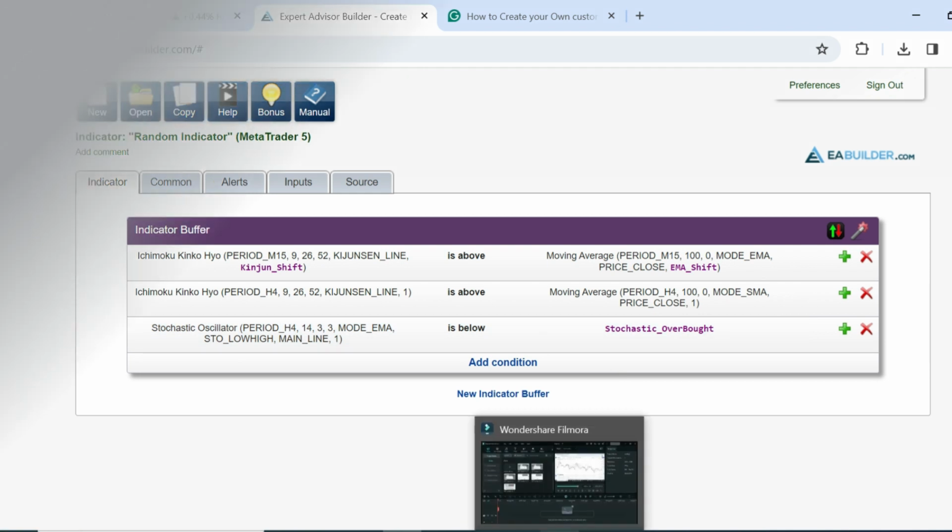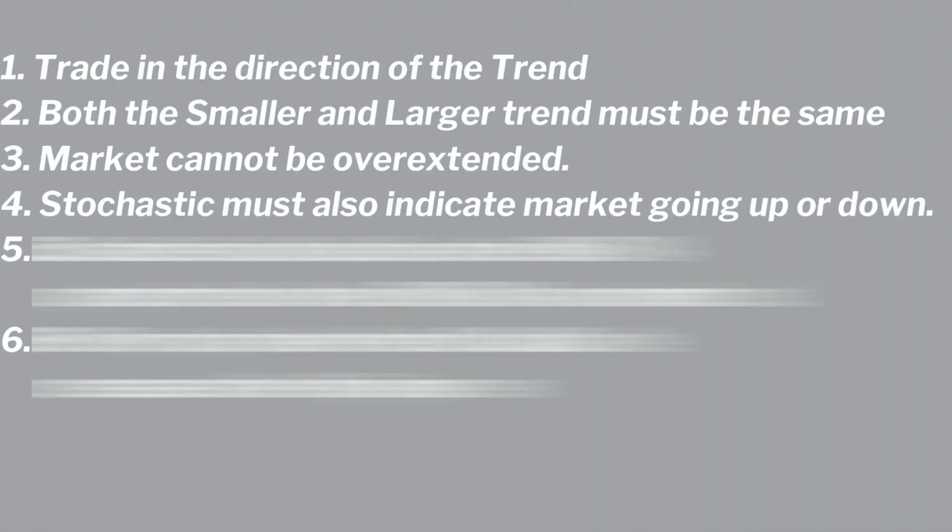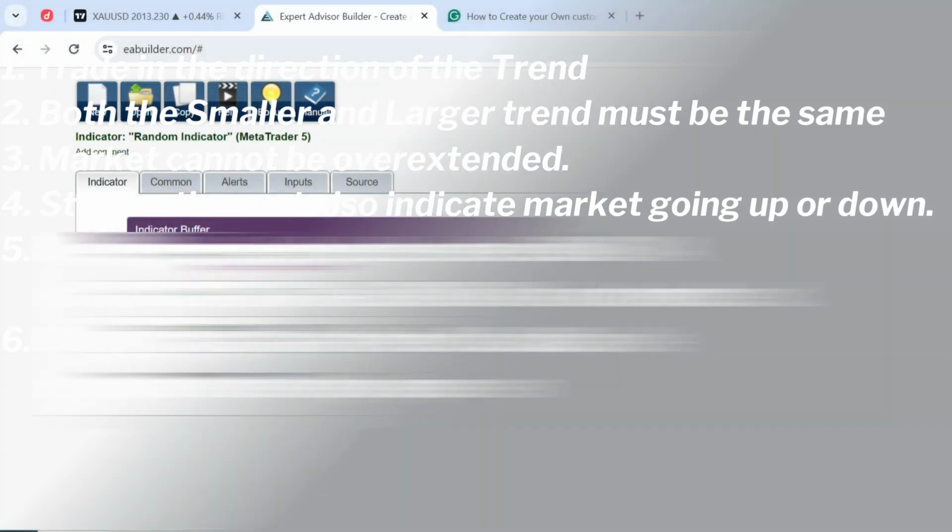For additional filtering of bad signals, we want to make sure that the stochastic oscillator is also showing that the market is currently going up. The conditions that will govern this function are as follows.